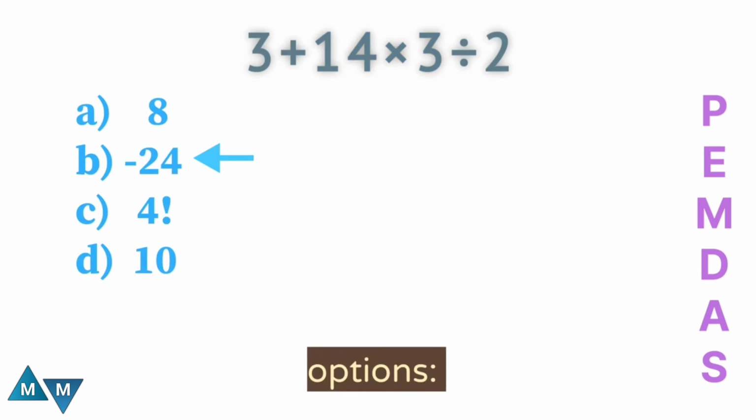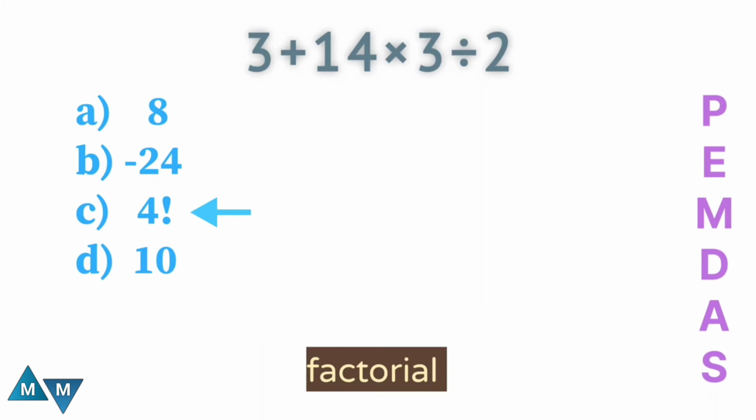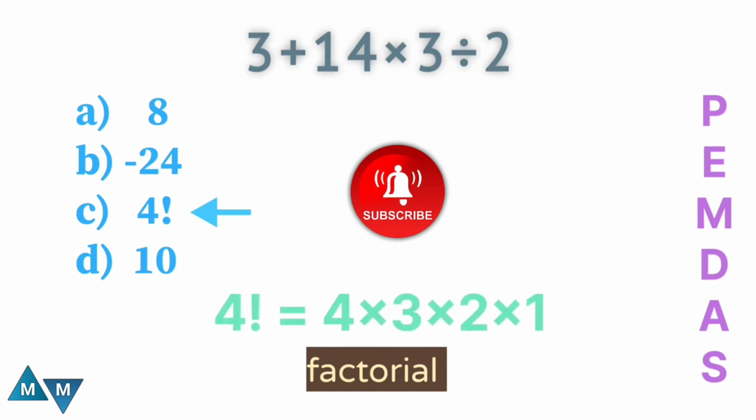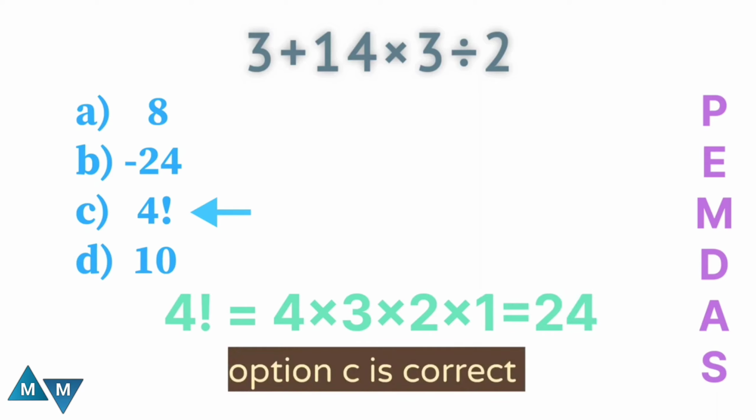The second one is minus 24, which is also incorrect, because our answer is a positive number. The third one is 4 factorial. Look, when a number has this little exclamation mark in front of it, we call this number a factorial. How much is a factorial? You take a number and multiply its predecessors until 1 arrives, alright? So 4 factorial equals 4 times 3 times 2 times 1. On multiplying the numbers, this will give 24. So option C will be our final answer.